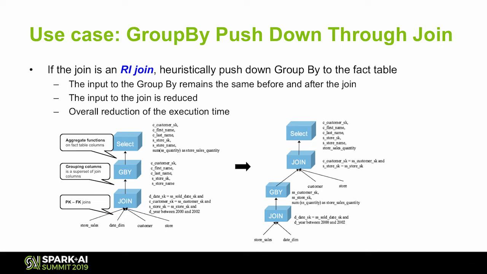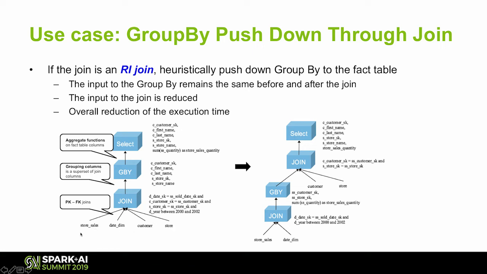So in this picture, I don't know if it's easy to see, but basically it's a query from the TPCDS benchmark. It's a modified TPCDS benchmark query. It has aggregate functions on fact table columns. It has grouping columns. The grouping columns are a superset of all the join columns. It has a PKFK join.